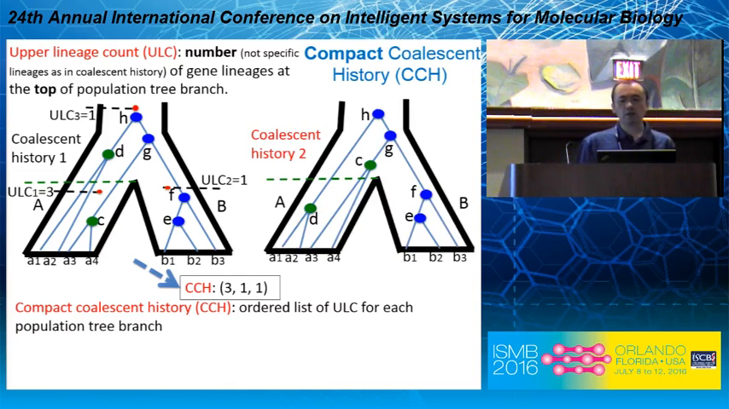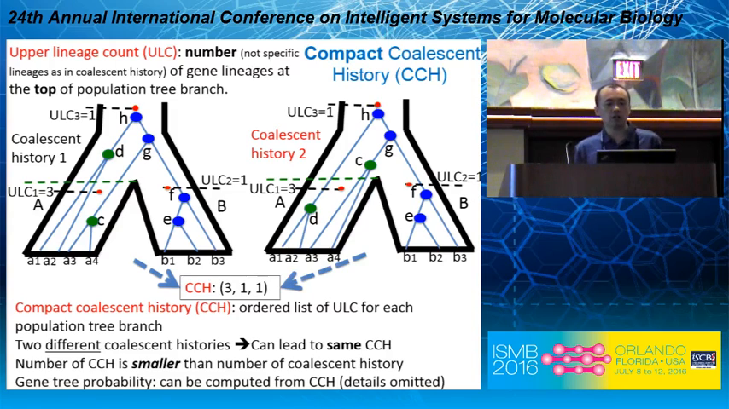And the important thing here is that multiple coalescent histories can actually give the same compact coalescent history. So in this case, this is a different coalescent history, because you can see the order of coalescent events, D and C, is different. But they have the same compact coalescent history, with upper lineage counts of 3, 1, and 1. So they get to the same CCH. I show in my paper that the number of CCHs is much smaller, and also you can compute gene tree probability purely based on the CCH, not the previous coalescent history.